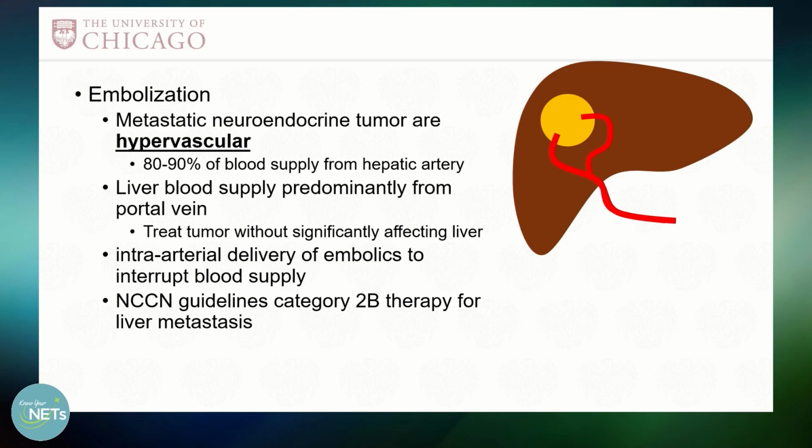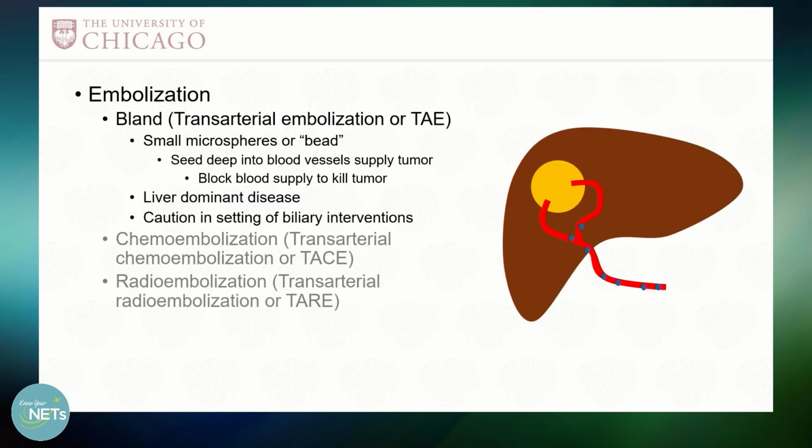And embolization is within the NCCN guidelines for liver metastasis. The simplest form of embolization is bland embolization, or transarterial embolization. This is when we deliver small microspheres or beads that seep deep into the blood vessels supplying the tumor. These block the blood supply to the tumor and eventually help kill them off. We usually use these in liver-dominant disease. There is some caution in using these in people who have had biliary intervention or biliary stents.